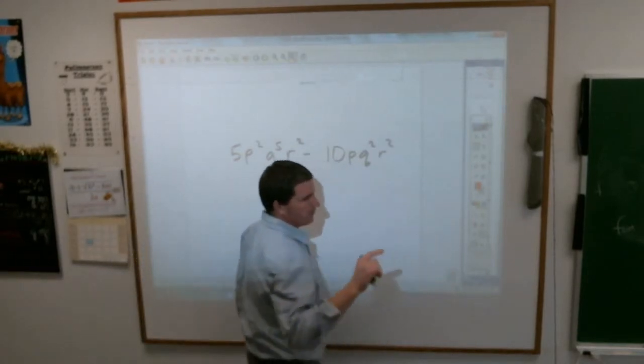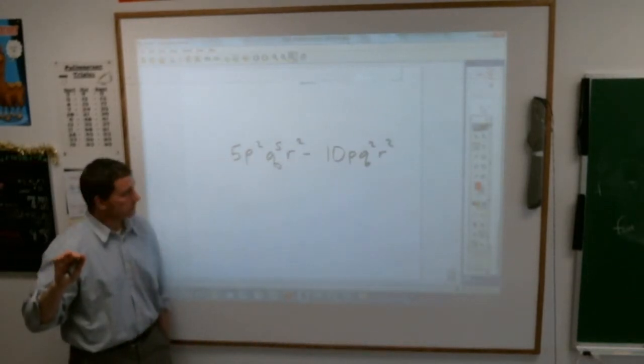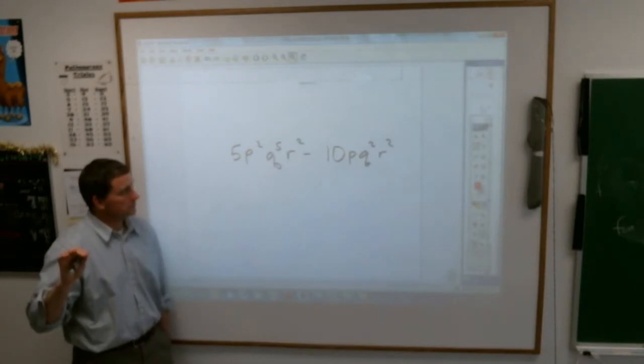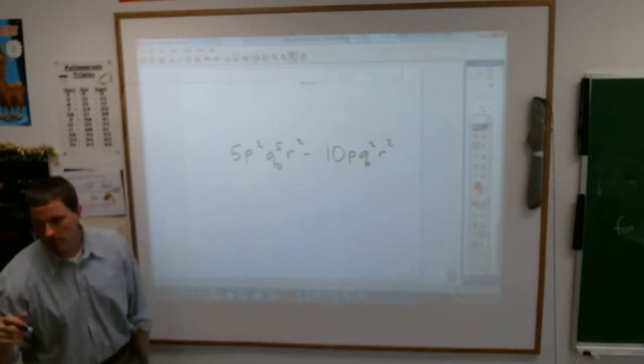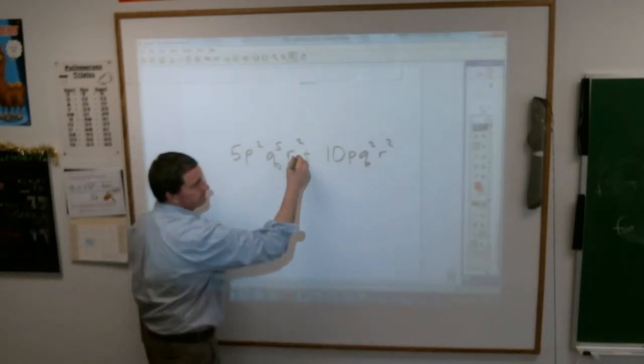What if the equation is 5p squared q to the 5th r to the second plus 10pq squared r to the third? That's a great question.